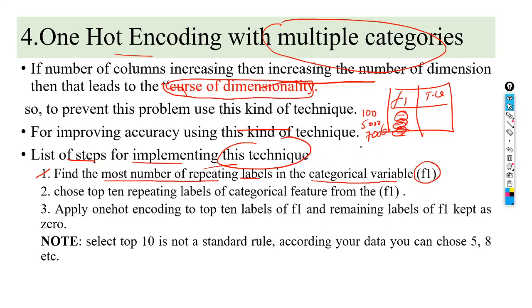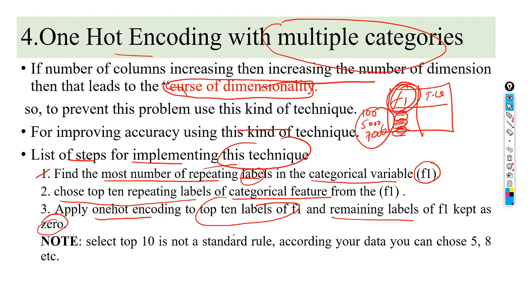So you have to find the most repeating labels in this feature, then choose the top 10 repeating labels of the categorical feature f1, and apply one hot encoding to the top 10 labels of the feature f1, and the remaining labels we have to keep at 0.